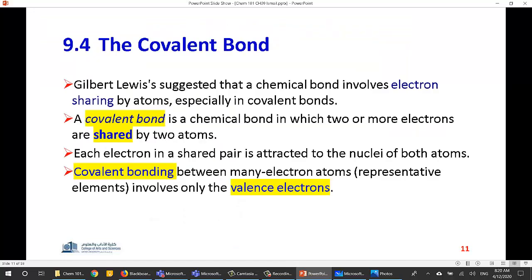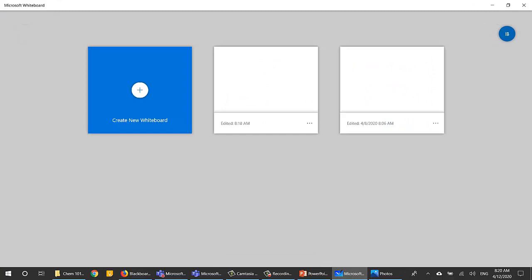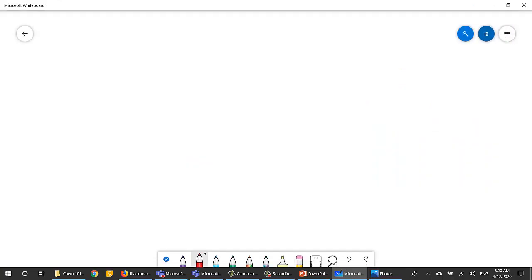Now, the covalent bond is something different. In the covalent bond, there are no electrons actually going from one element to another. There is sharing of electrons. Because what's happening here, let's take a very easy example, the hydrogen molecule.